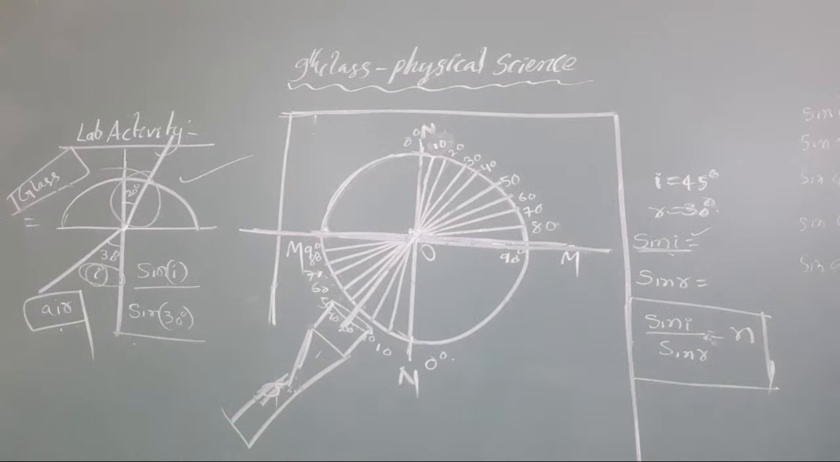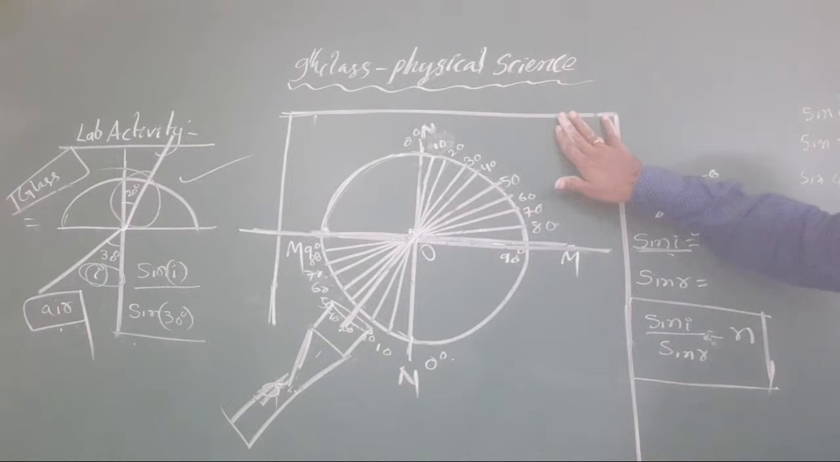Here first you take one wooden plank. What instruments are required here? A plank is required, white chart, protractor, scale, a small black painted plank, a semicircular glass disc of thickness nearly 2 centimeters, pencil, and laser light. These are what we have to take first initially.